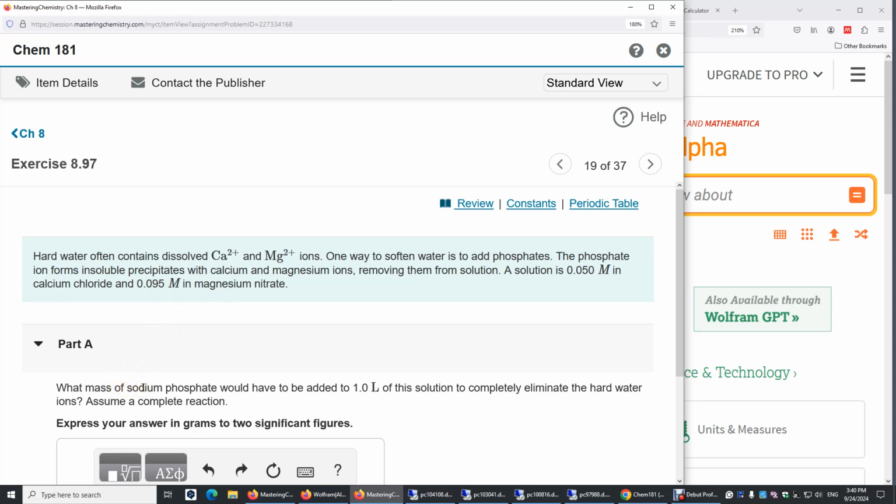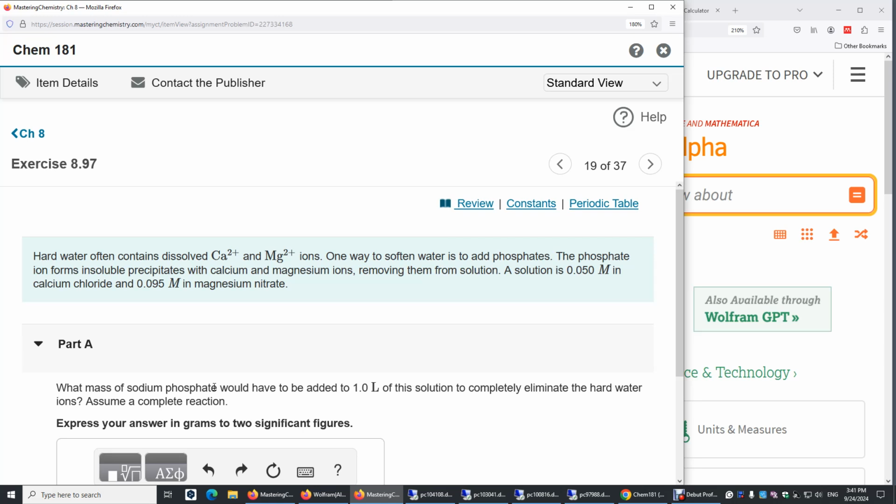What mass of sodium phosphate would have to be added to 1.0 liter of this solution to completely eliminate the hot water ions? Assume a complete reaction. So first, phosphate is PO4 with 3 negative charges. So sodium phosphate is Na3PO4. Now let's look at the reaction between calcium 2+ and phosphate.